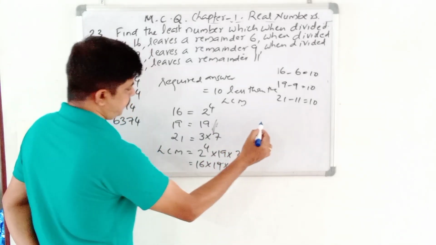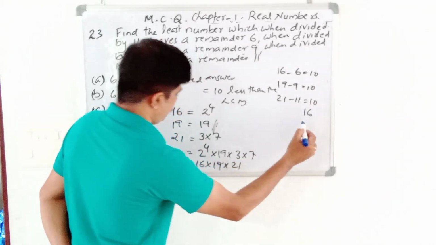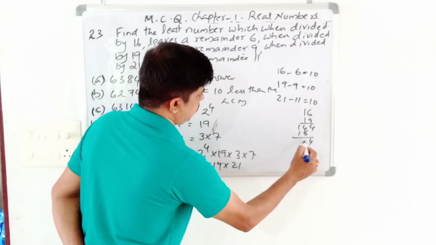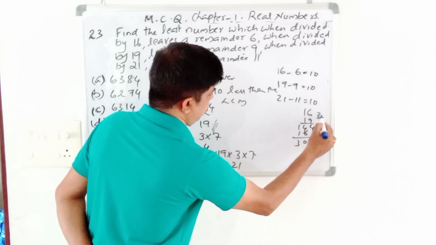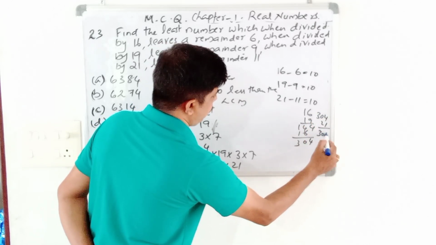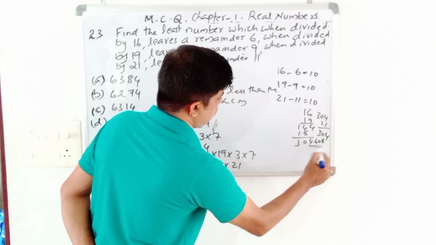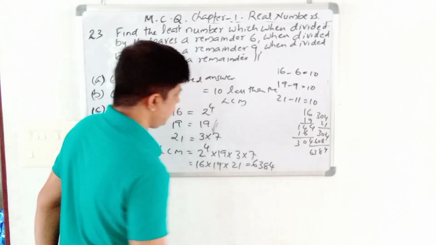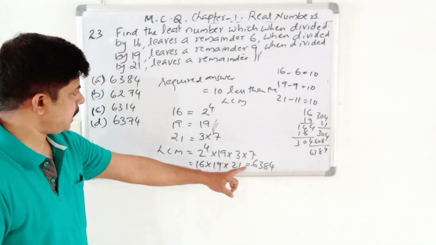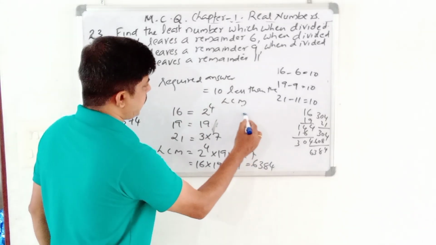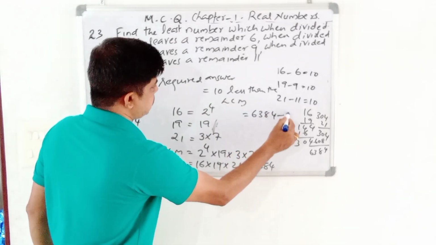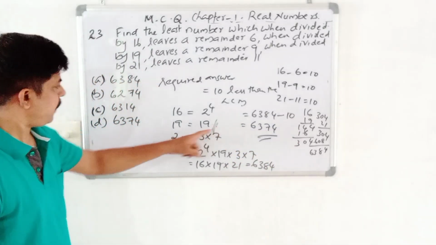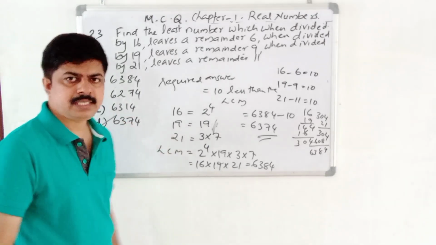We multiply 16 into 19. We have 304, into 21. Okay, we get 6384. 6384 is the LCM. Therefore, our required answer is 6384 minus 10. Therefore, 6374 is the right answer. Therefore, our answer is option D. Option D is the right answer.